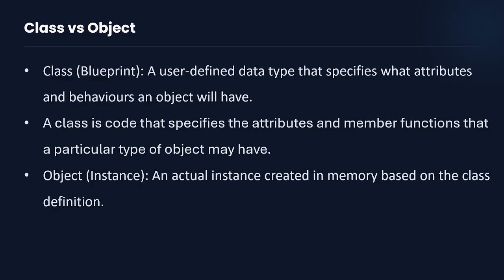So we have objects, and objects are also known as instances. Alright, so an actual instance created in memory based on the class definition. So this relationship between a class and an object, you can think of it as the plan to a building, right? So you can have an architect who is going to design the plan for a building and then later on give the plan or the design to the builder. So that design here is what we term as the blueprint. All right, so that would be the class.